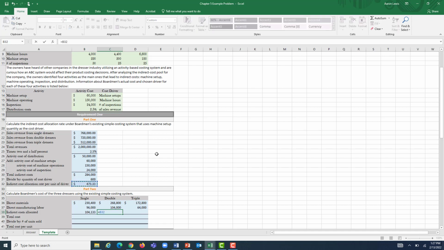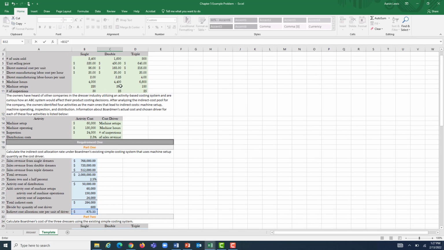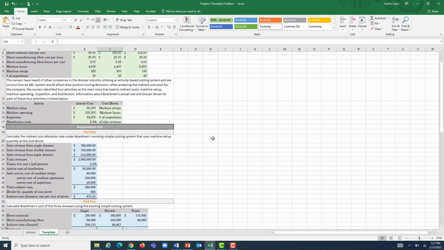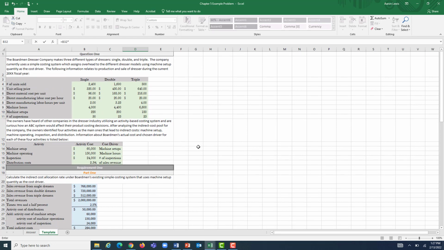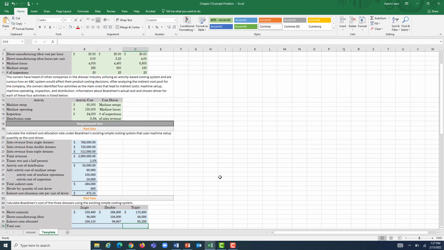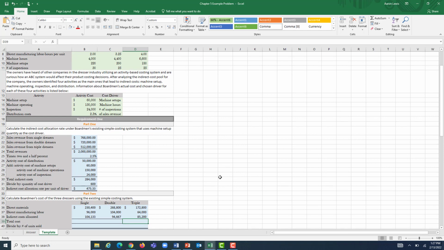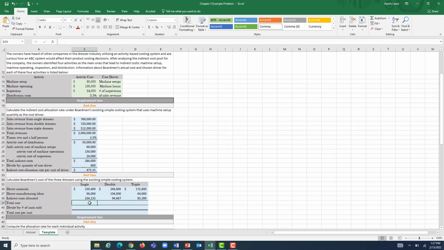For the double dresser, at a rate of $473.33 per setup and a total of 200 expected setups, we'll have $94,667 allocated to that model. And for the triple dresser, with our same rate of $473.33, at a total number of setups of 180, we will allocate $85,200 in indirect costs to that particular model.